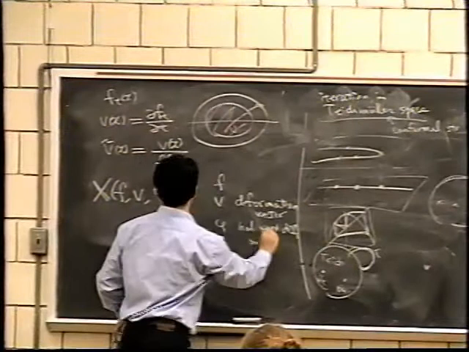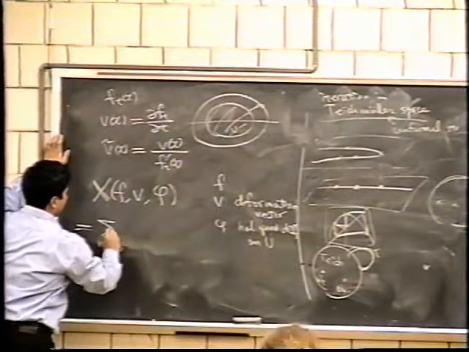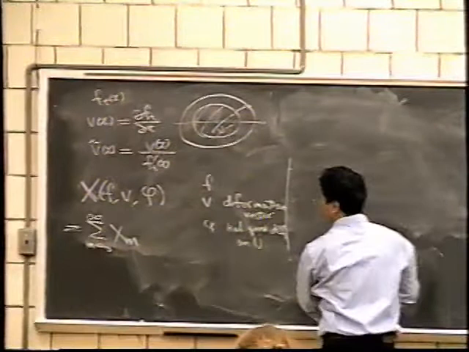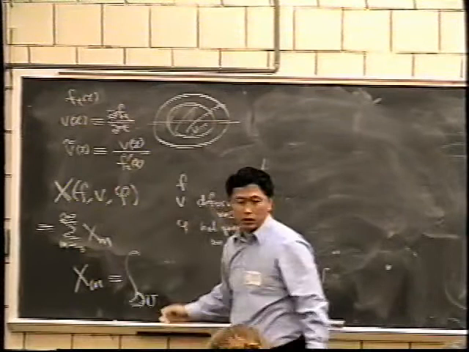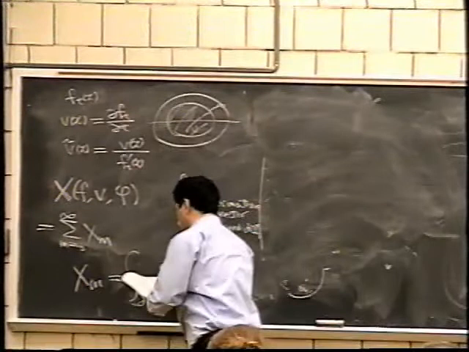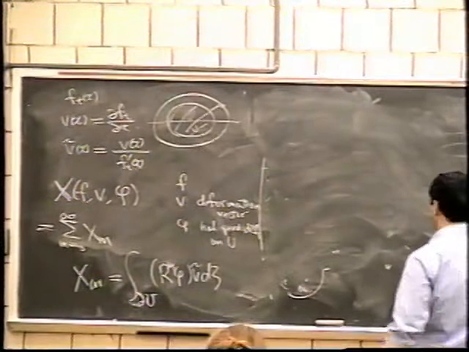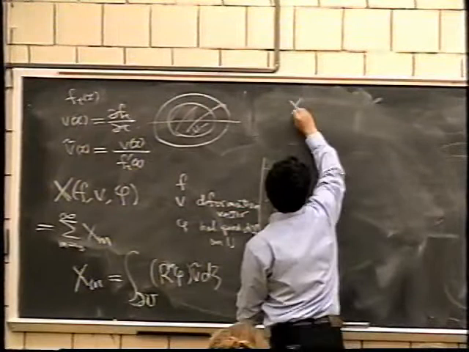And then try this quantity, X_n, or X_m, which is defined to be the integral over the interval around U, or a little bit inside, with R^m phi tilde, and the line integral along the boundary of U. Okay? And in a good situation, actually there is an easy calculation which gives you that this is equal to the sum over i equals 0 to n minus 1.